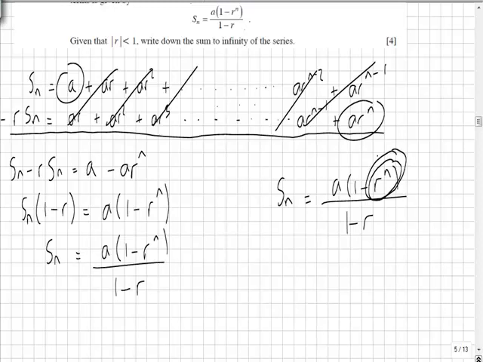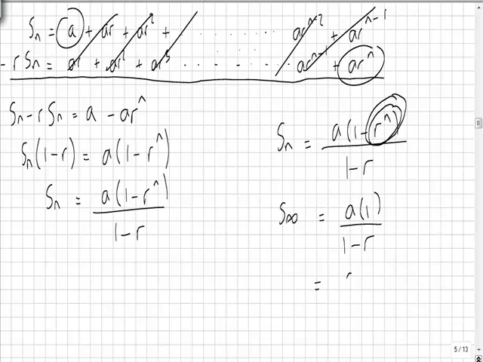So this would become pretty much insignificant, leaving you with just S to infinity would be equal to, well, just a multiplied by 1 over 1 minus r, which is actually a over 1 minus r, the sum to infinity of a geometric series.